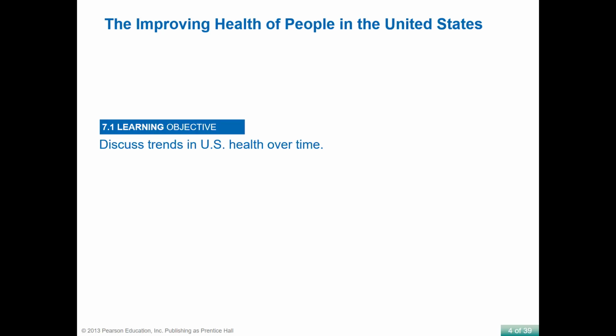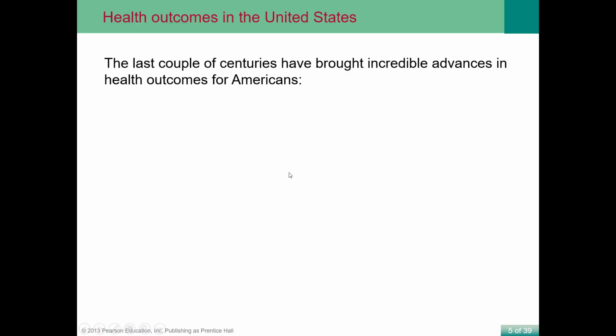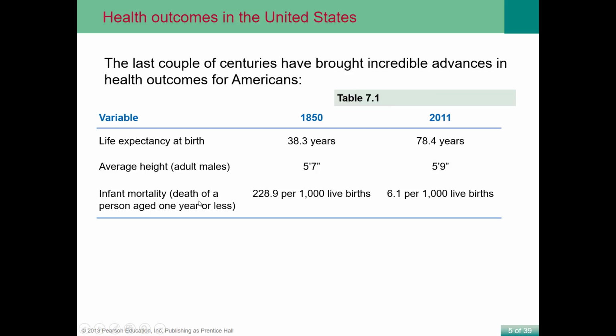First, we're going to look at trends over time in the U.S. The last couple of centuries have brought incredible advances in healthcare outcomes for Americans. In 1850, the average life expectancy at birth was 38 years. In 2011, it was 78.4 years. When you read the chapter, we talk about some of the reasons for this. Obviously, advances in medical sanitation, food access, and refrigeration of food all contribute to this.